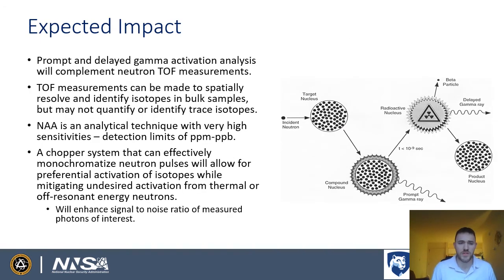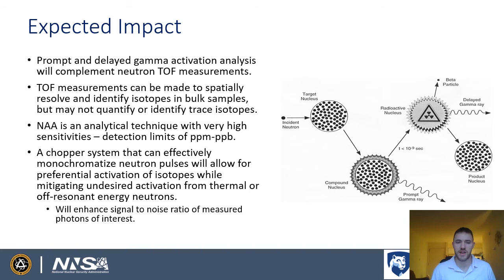So these simulation tools will ultimately be used to create a physical system to measure prompt and delayed gammas from activation analysis, and these will be used to complement neutron time of flight measurements. Time of flight measurements can be made to spatially resolve and identify isotopes in bulk samples. However, it may not be the best solution to identify trace impurities in a sample.